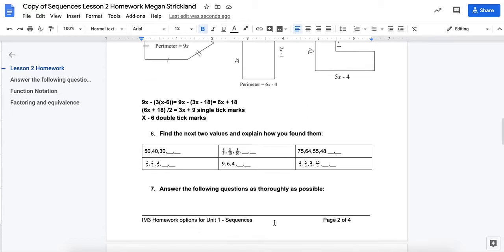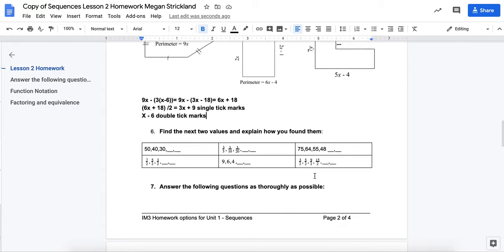All right, we talked about this in the last video. Just find the next two values. I am going to briefly talk to you about these fractions. Fractions can be a little difficult, but notice that these bottom two have 2's on the bottom. Ignore the 2 on the bottom and just look at the 7, 5, 3. You'll notice that we're subtracting 2 every single time. If we're subtracting 2 on the top, we're essentially subtracting 2 over 2.